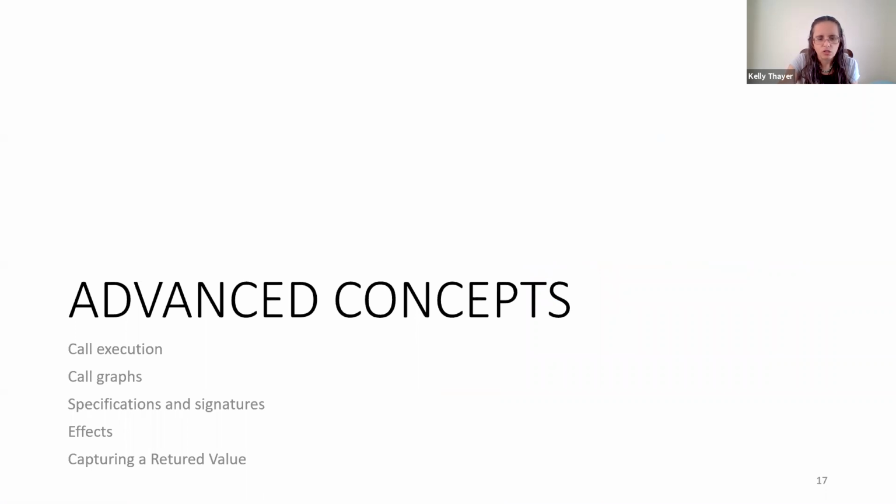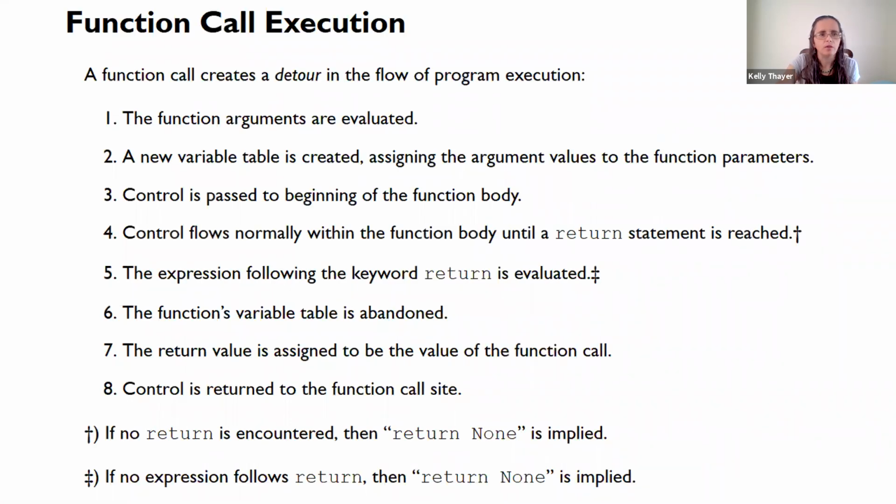So that brings us to some advanced concepts about functions. We need to talk about the exact order of how the function execution is carried out. A function basically causes a detour in the flow of program execution. We've been talking about this even just in the last example. The function arguments are evaluated, and a new variable table is created, assigning the argument values to the function parameters. That is, we have a sort of mini variable table that's just for that function. Control is passed to the beginning of the function body.